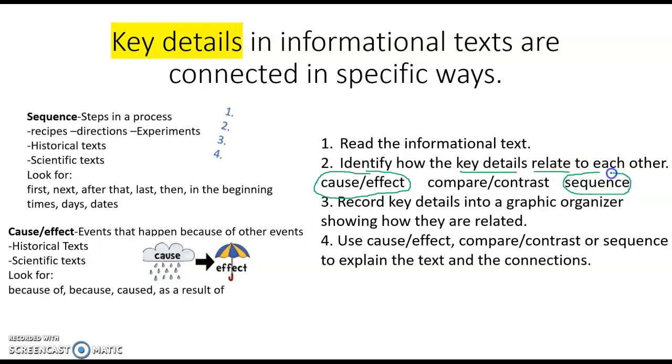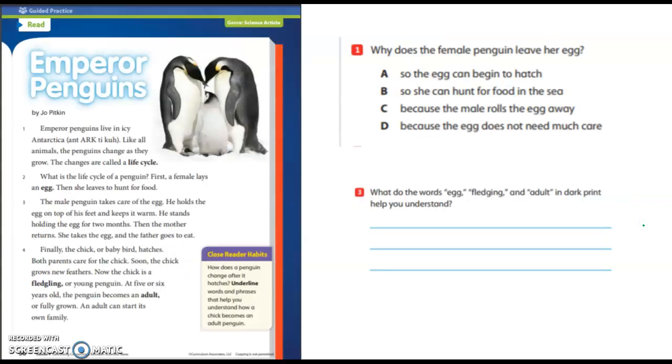We've talked about sequence. We've been recording our key details, and we've also been using those cause and effect relationships and those sequence words in our writing. This text is called Emperor Penguins. It's another scientific text about animals. We're going to read it, and we're actually going to practice some test questions today. And we're going to be talking about some great strategies for test taking.